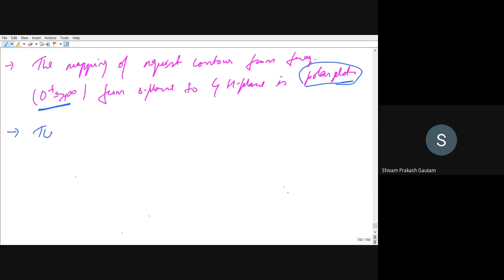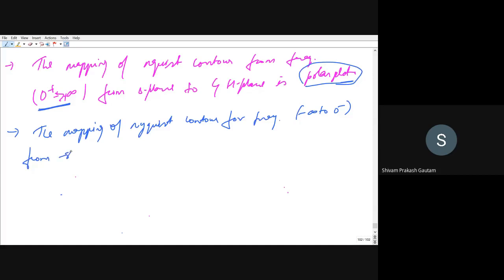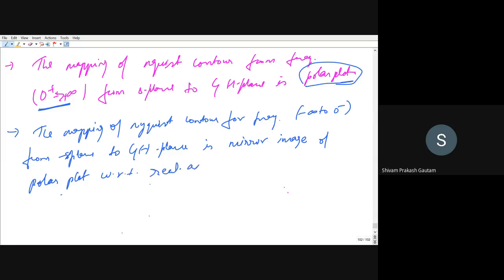The second part, that is the mapping of the Nyquist contour for frequency minus infinite to 0 minus, from the S plane to the GH plane, is the mirror image of the polar plot with respect to the real axis in the GH plane.